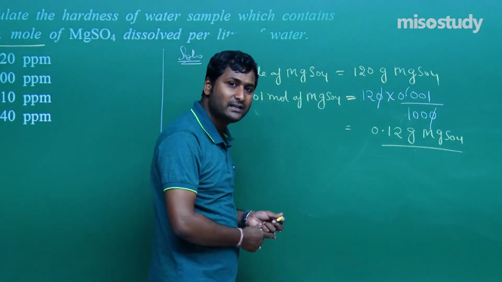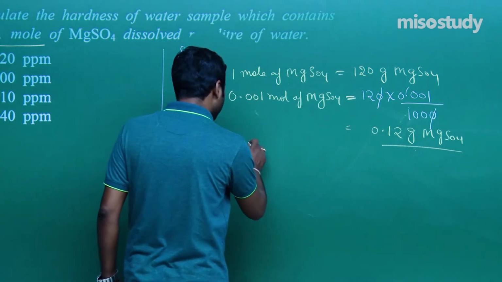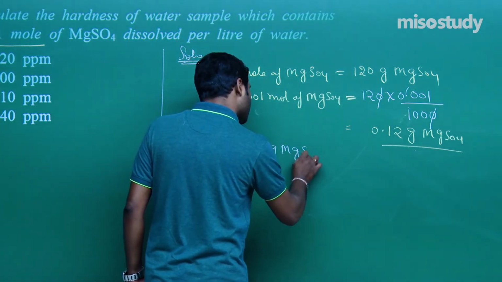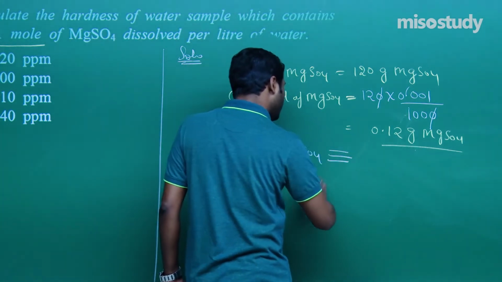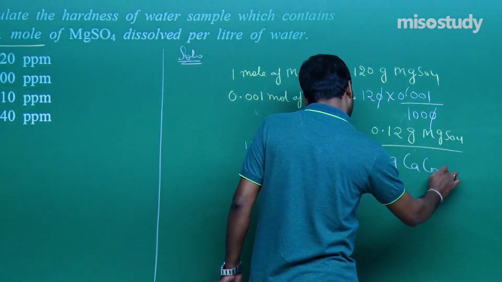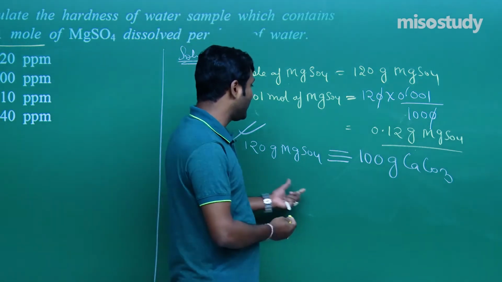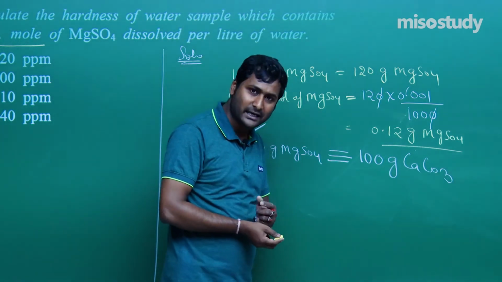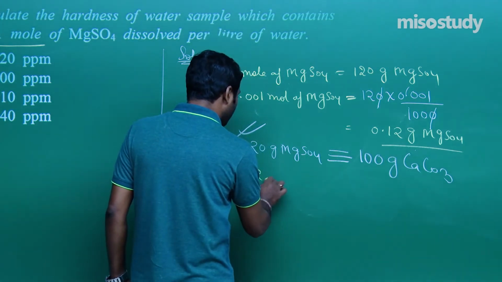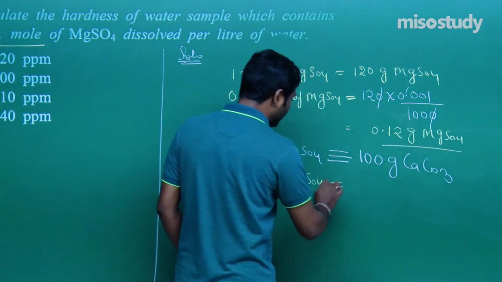Now, for hardness, the standard we take is CaCO3. As we know, 120 gram MgSO4 is equivalent to 100 gram. I have discussed this concept during my lecture. That is, 120 gram MgSO4 is equal to 100 gram of CaCO3. Now 0.12 gram MgSO4. Sir, it's so easy.